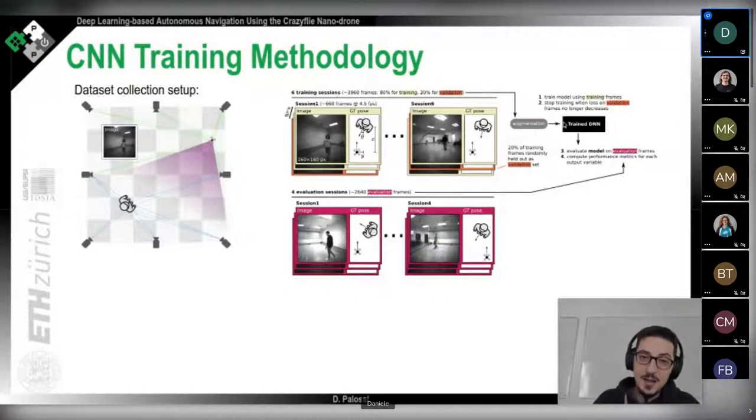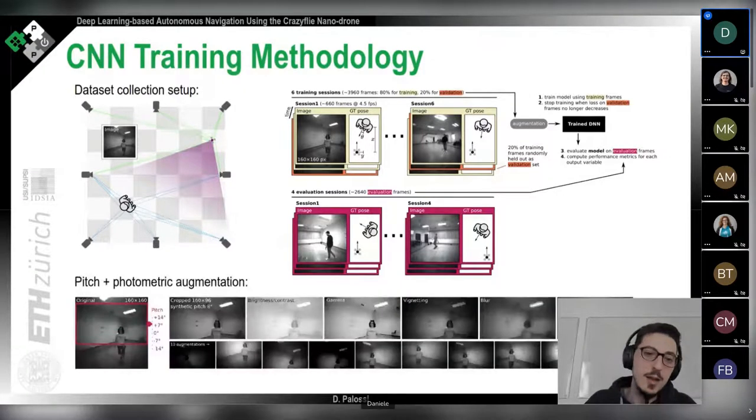And as usual in this application domain, we split the data into sessions. Keep in mind that among all of them, we never repeat the subject. So the subject, the person that the drone sees during training, is never the same person seen during testing, so as to have a stronger, more reliable and more representative evaluation.